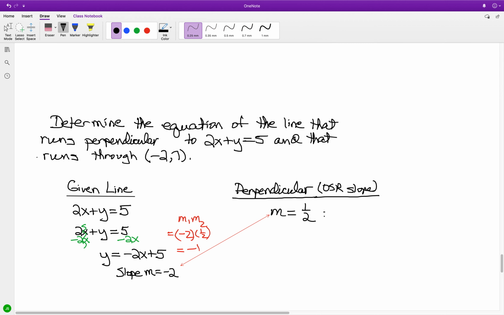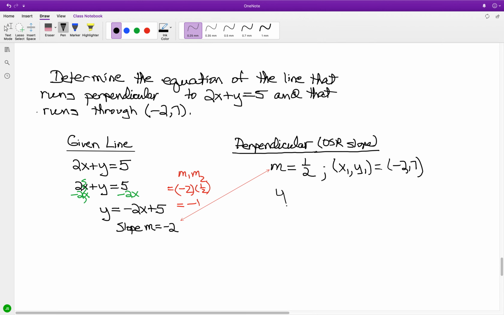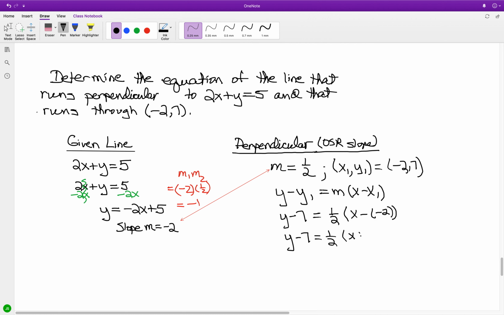And again, just utilizing the same point, the perpendicular line is going to run through x1, y1 equal to (-2, 7). And setting up, utilizing the point-slope equation, once again for y minus y1 we have y minus 7. For the slope m, this time we have positive 1/2, times the quantity of x minus -2. In the rewrite, we have y minus 7 is equal to 1/2 times the quantity of x plus 2. So this setup is the point-slope equation.